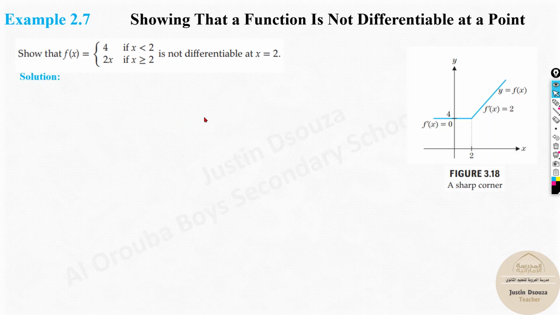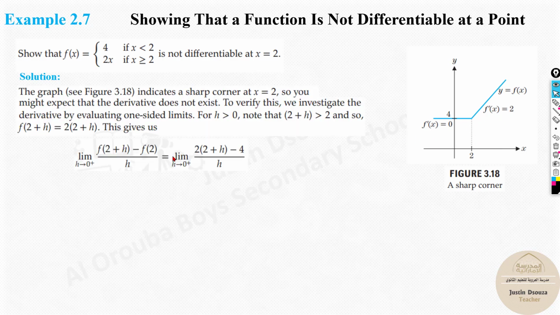Let's see now. Say this is the graph over here, and let's use the formulas. So this is the formula. First, let's start at the right side of 2. Right side of 2 means just above 2, that would be 2.01 and so on. That's this function, 2x. So here, instead of x, you need to put 2 plus h. So it will be f of 2 plus h minus f of 2.